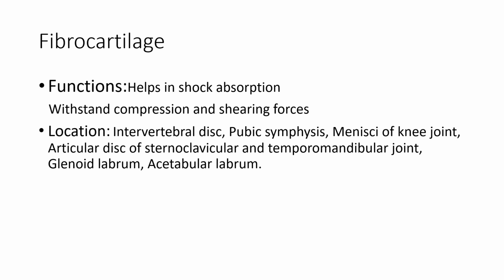Fibrocartilage is located in the intervertebral disc, then pubic symphysis, menisci of knee joint, articular disc of sternoclavicular and temporomandibular joint, and in the glenoid labrum and acetabular labrum. And the function of fibrocartilage is that it helps in shock absorption. It can withstand compression and shearing forces. So this is particularly true for intervertebral disc and pubic symphysis. So these fibrocartilaginous tissues will help in shock absorption.